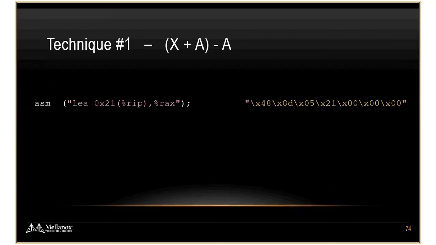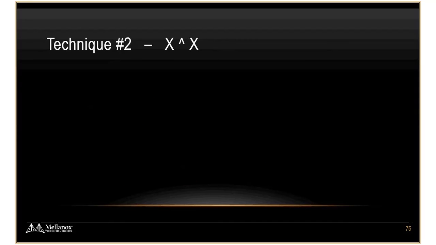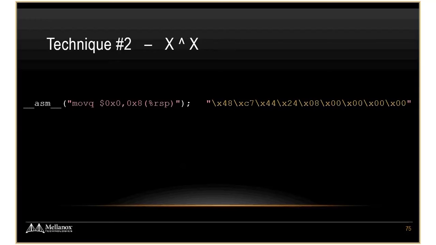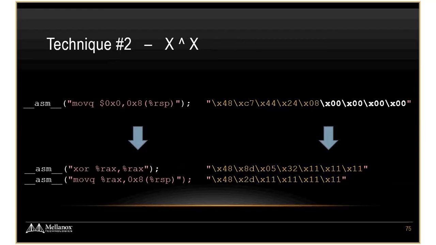So for example, if I had this instruction which has a couple of zeros in it, instead of using 0x21, I will use this number and then I'll subtract the 1. No zeros in the resulting machine code. Another technique I could use is by using XOR. If I want to move 0 into a certain location and the corresponding instruction contains zeros, I can first XOR the RAX register, for example, and then move the RAX into that location. No zeros in the resulting machine code.